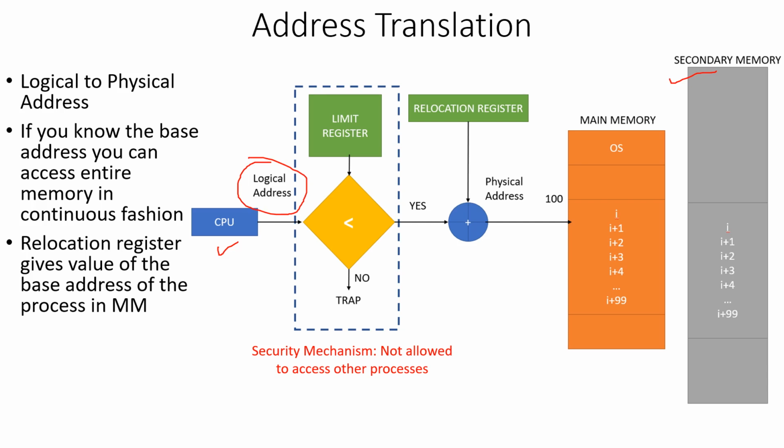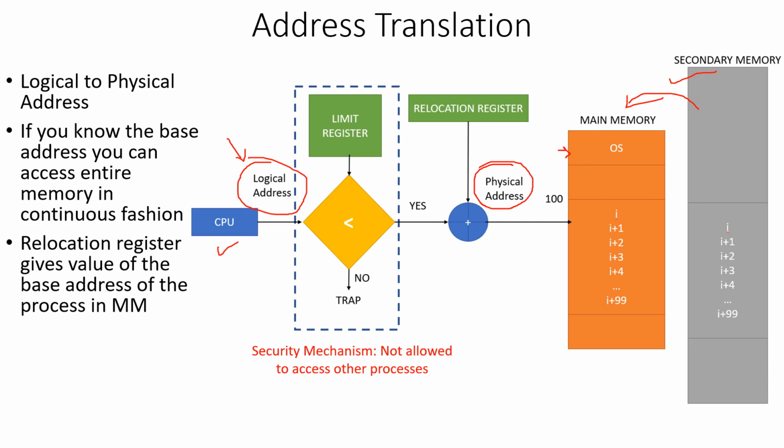But what we have done, we have brought the process from secondary memory to main memory, and main memory has a physical address. But the address generated by CPU is what? Logical. So there is some mechanism to translate this logical address to physical address. Why we want physical address? Because we want to access the process from main memory.